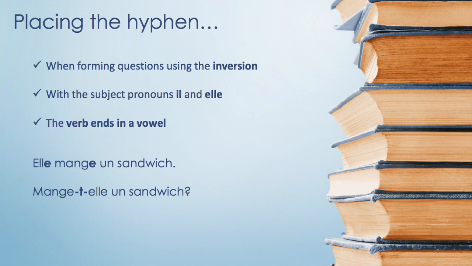When you form questions using the inversion and with the subject pronouns il and elle, with a verb that ends in a vowel, for instance, elle mange un sandwich, the inversion becomes mange-t-elle un sandwich. So you have to add a T hyphenated both sides between the verb and the subject. This is a euphonic T. It's placed there because otherwise the sentence would not sound euphonic.